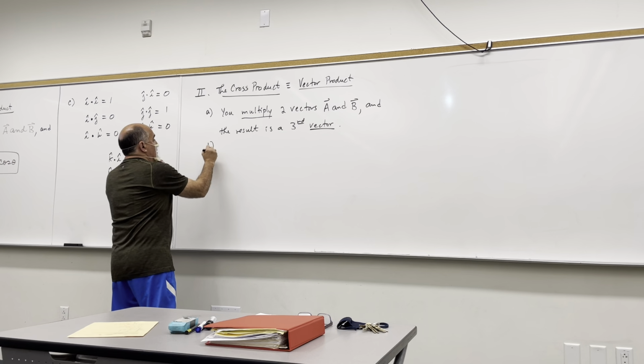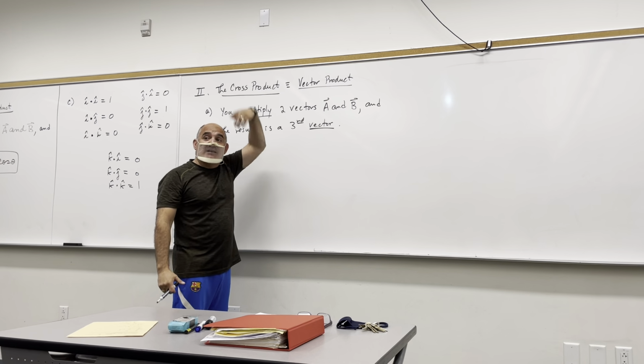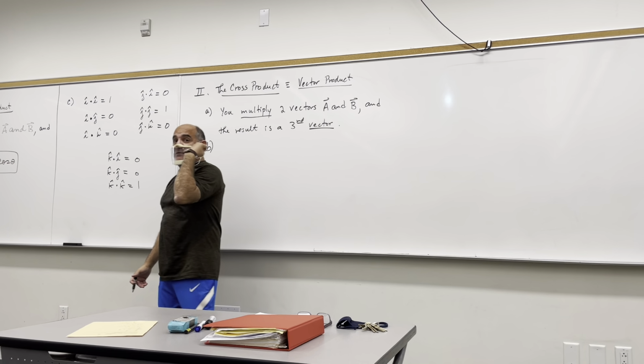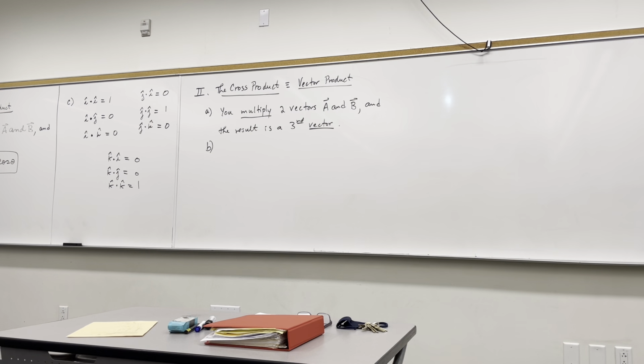So because the result of this product of two vectors is another vector, we have to specify two things about that other vector. We have to specify its magnitude, and we have to specify its direction. In the case of the dot product, it's easier because the result is a scalar quantity, right? So all we need is a number. So one calculation and that's it.